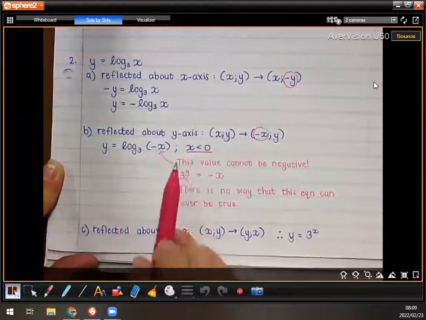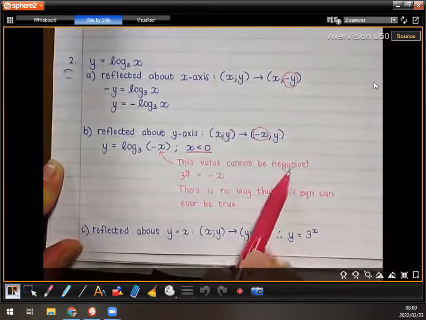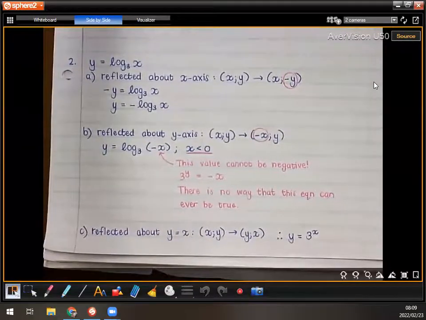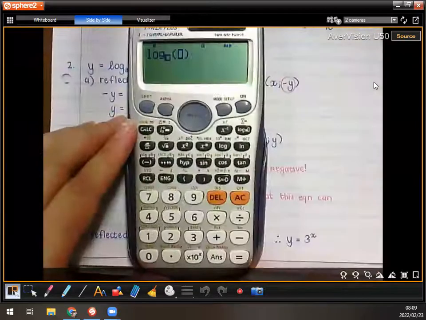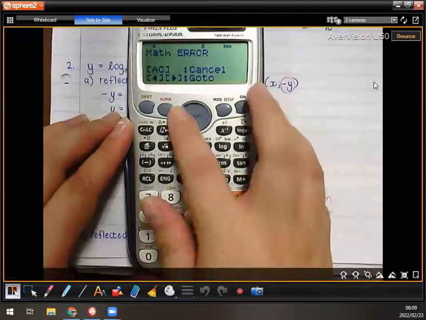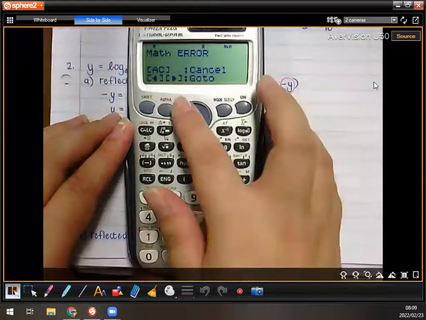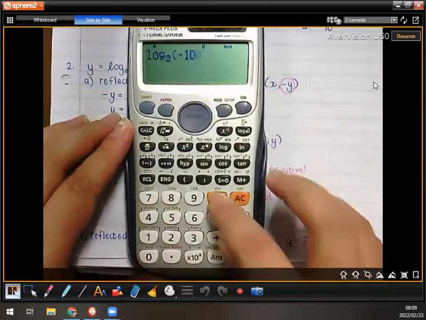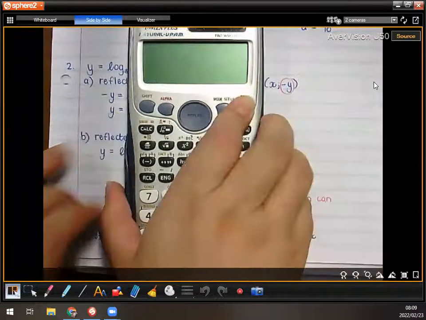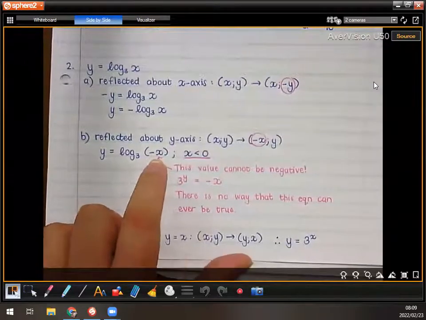What I wrote here at the bottom was just saying that this value actually can't be negative, right? So you can never have a negative number over here. If you want to check on the calculator, say log base 3 of negative 2, it says math error. Any negative number there, negative 10 or negative 65, will always say math error. Whenever you have a negative number in that value, it comes up as a math error, and this is why.